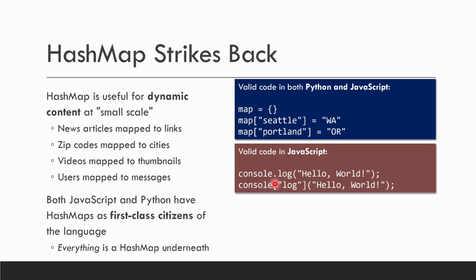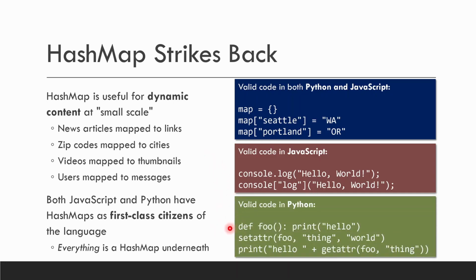In JavaScript, we can perform property lookup on object types and treat their method signatures, their method names, as strings by invoking the same bracket notation that we saw with the hash map definition. So to invoke console.log, I could actually do console and then look up the string log property on console to get the method reference.